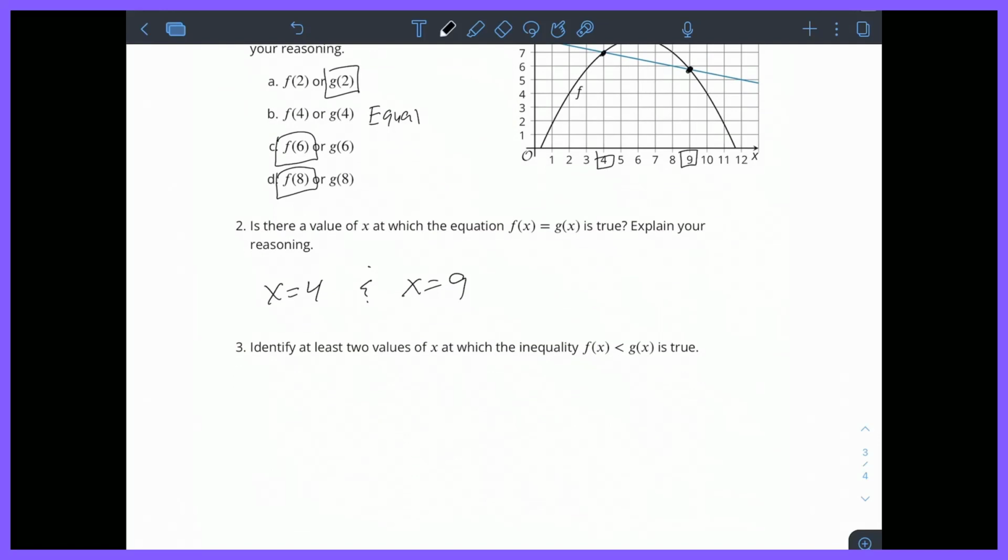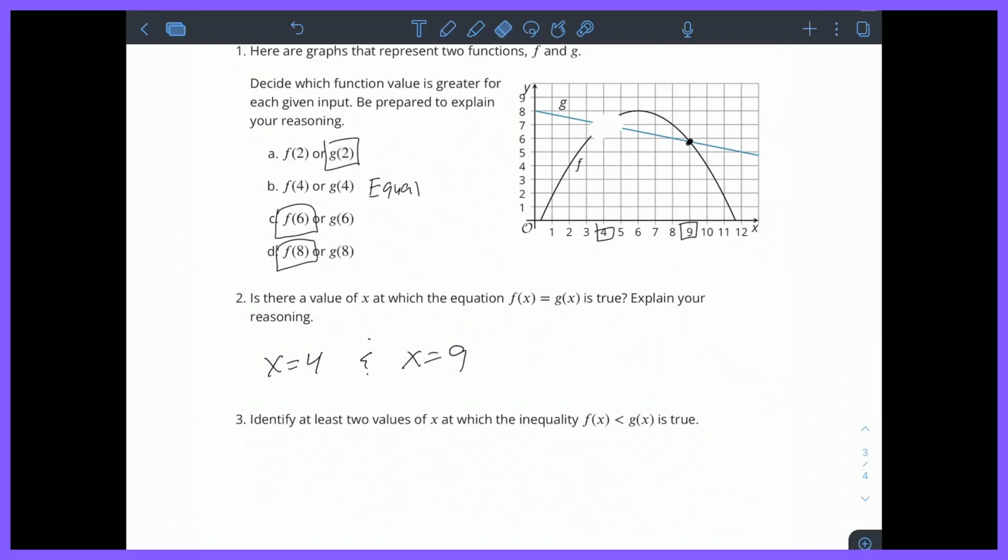Identify at least 2 values of x for which the inequality f of x is less than g of x is true. Okay, so I need to pick values of x for which f of x is smaller than g of x. All right, here's a bunch of them. 1, 2, 3. Let's skip over to the end. How about 10, 11, and 12? Or 11 and a half, I suppose. All these values, those black dots, are smaller than the blue linear function. So I'll just pick 2. I'll pick x equals 1 and x equals 2.